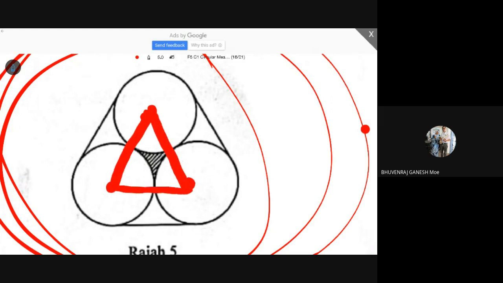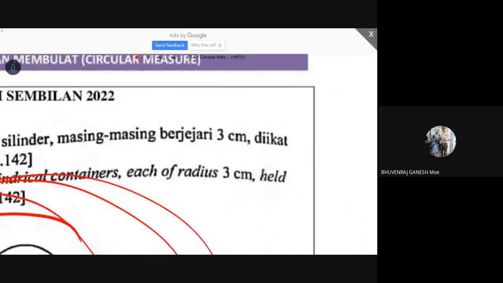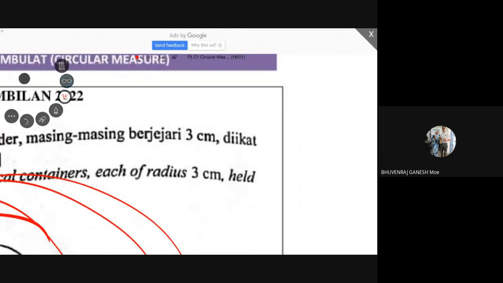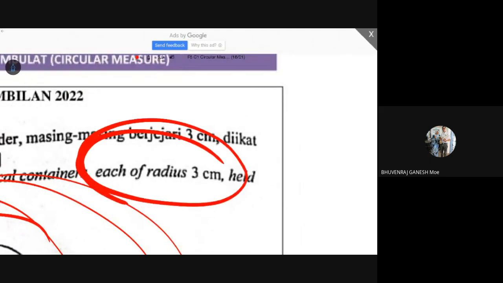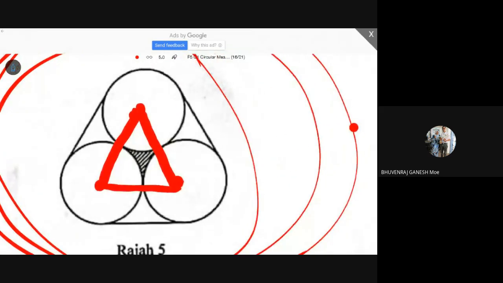This is the triangle. From this triangle, it's very easy for you to find the radius, because the question told on top here, each of radius 3 cm, the cylindrical container, salah satu dia, jejari dia 3 cm. So this is why the radius is so important, the info over here. From the radius info, jejari tu, kamu boleh letak kat sini dah, 3, 3, 3, 3.